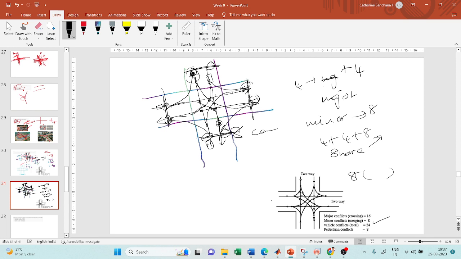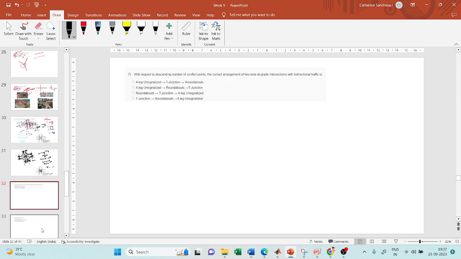So if you have any doubt, just draw and then identify the points where the lines are crossing each other. All that are called conflict points. Okay, so this is how you will identify conflict points. Now moving on to the next question. With respect to descending number of conflict points, the correct arrangement of two-lane at grade intersection with bidirectional traffic.